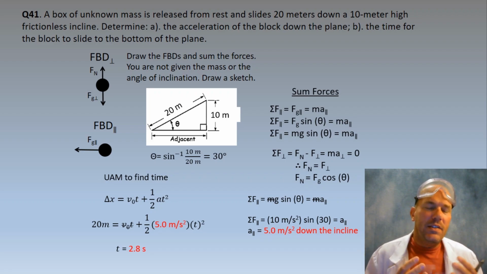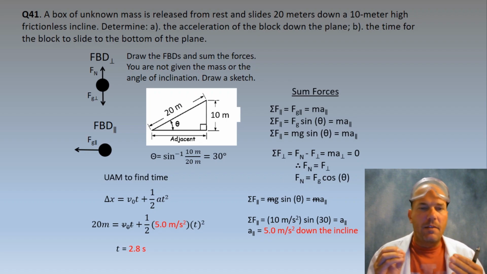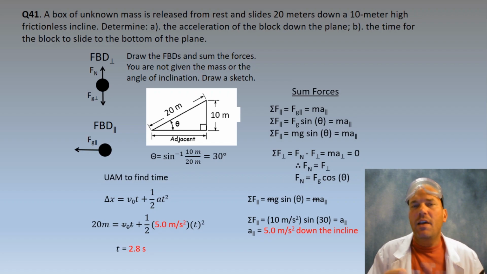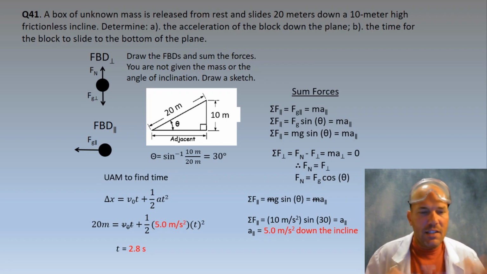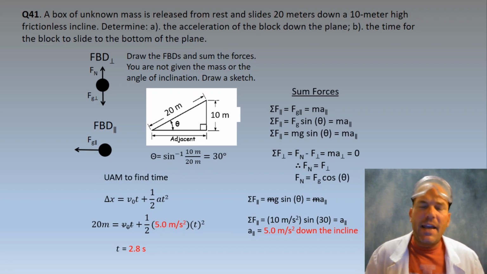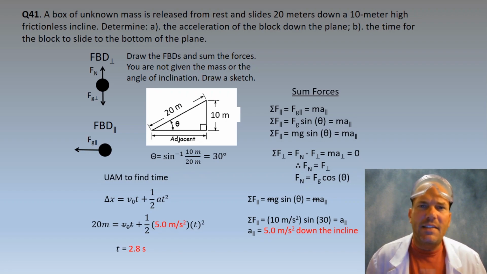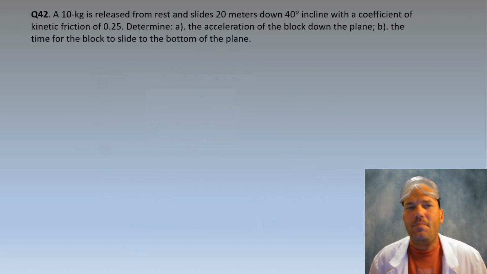In the next part of this question, you will be using UAM to find the time. Now that we know the acceleration down the incline, we can use that information and the fact that the box is released from rest. Therefore, V naught is equal to 0, which means V naught T equals 0. We also know the distance down the incline to be 20 meters. So with all of this information, we're able to find the time it takes as 2.8 seconds for that block to reach the bottom of the incline.